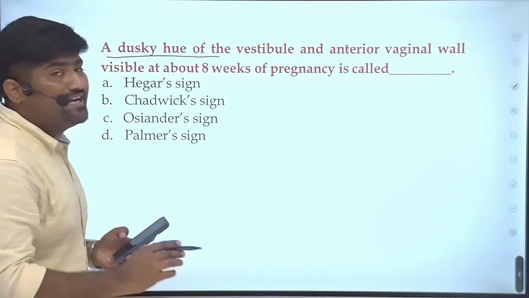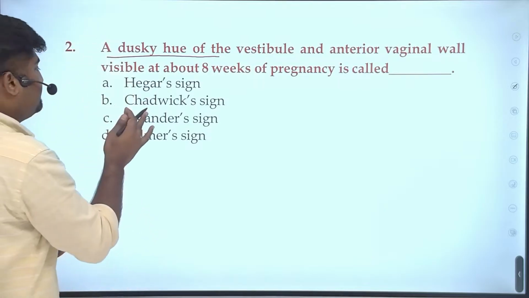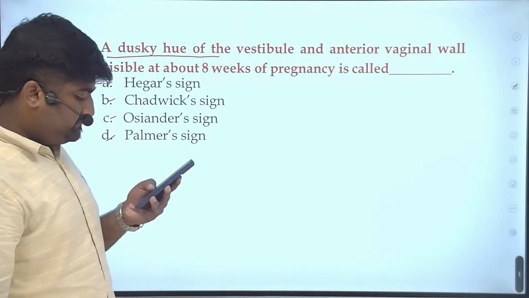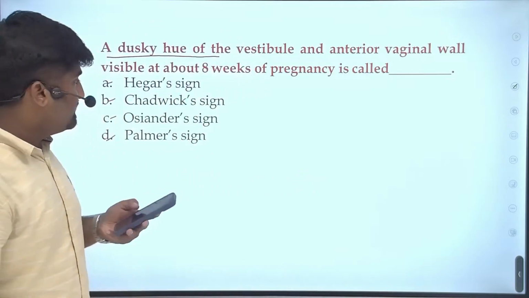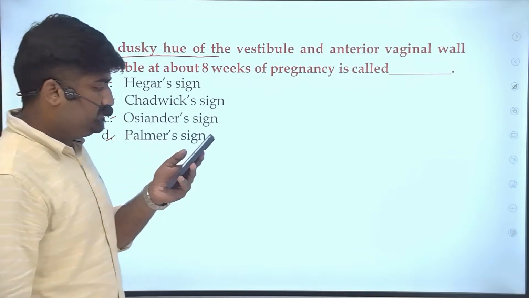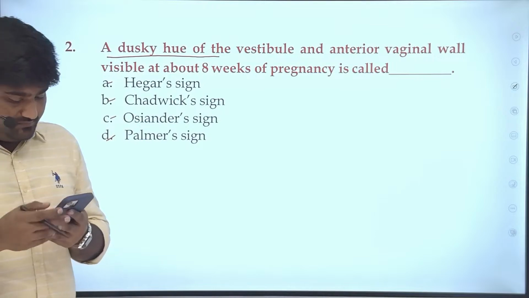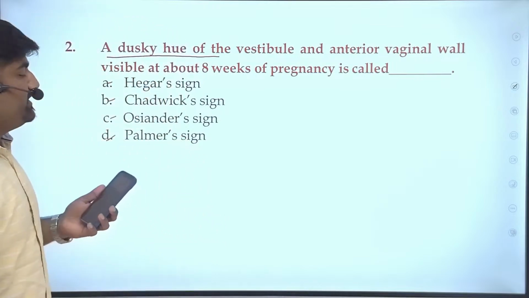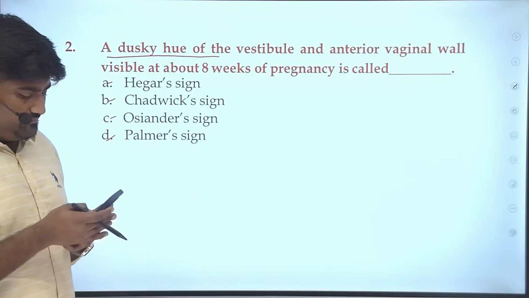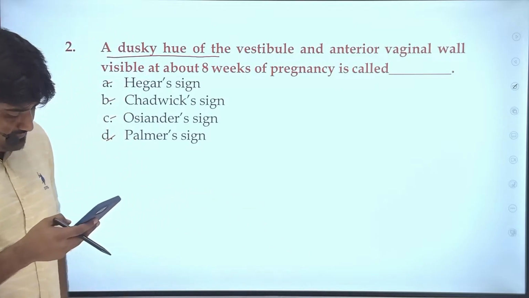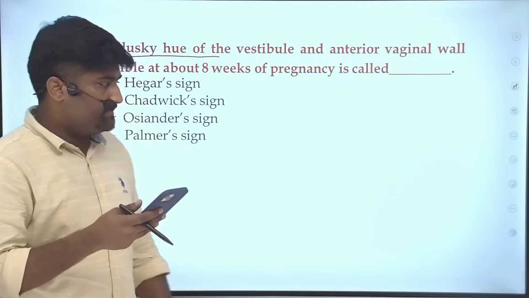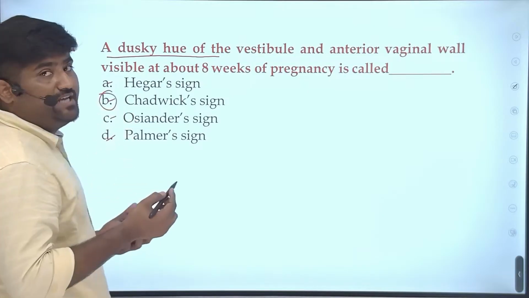Dusky hue of vestibule and anterior vaginal wall. Is it Jacquemier's sign, Chadwick's, Osiander or Palmer's sign? Dusky hue. Now tell me, this point is very easy. Yes, it is Chadwick's sign. Easily you can remember.